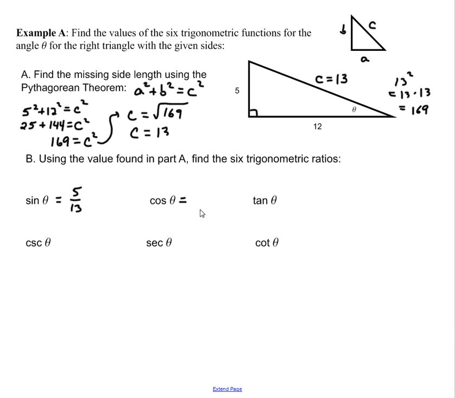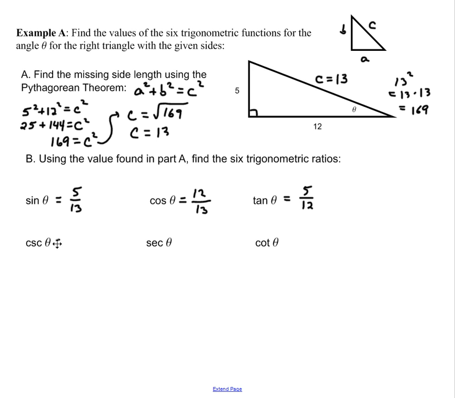Cosine of the angle is equal to the ratio of the adjacent side to the hypotenuse. And we can see that the adjacent side, the side right next to the angle theta, is 12. So we're going to take 12 and divide it by the length of our hypotenuse, which is 13 in this case. Tangent of theta is the ratio that we define to be the opposite to the adjacent side. Our opposite side is 5, and our adjacent side is 12. So we place 5 over 12, and that's our ratio for tangent of theta.